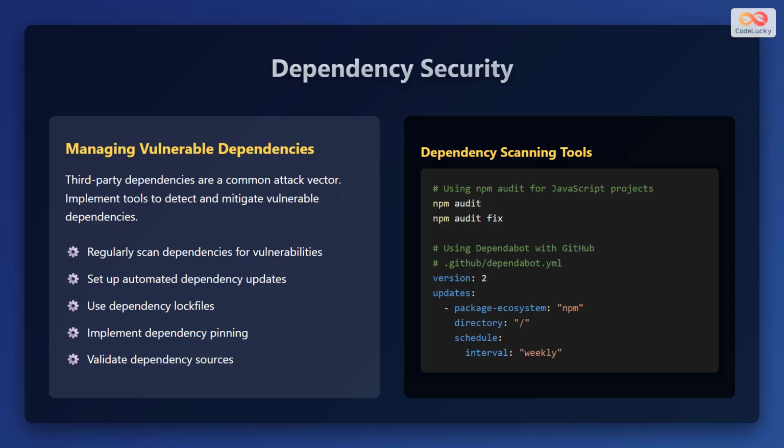The version key specifies the version of the Dependabot configuration file. The updates key specifies the packages to update. Package ecosystem specifies the package manager to use. Directory specifies the location of the package manifest file. Schedule specifies how often to check for updates.